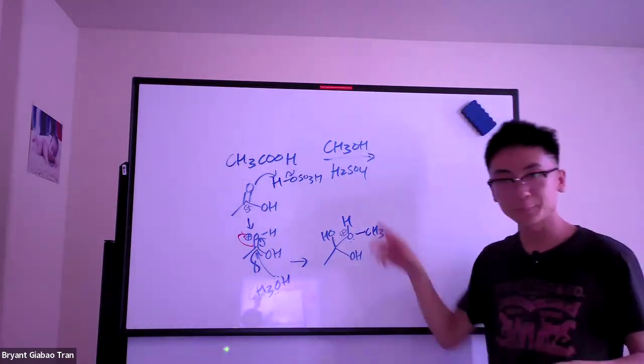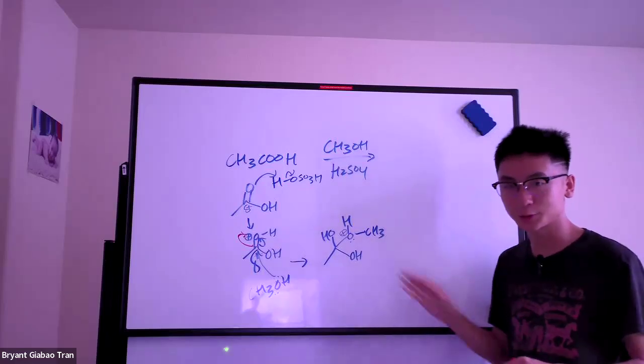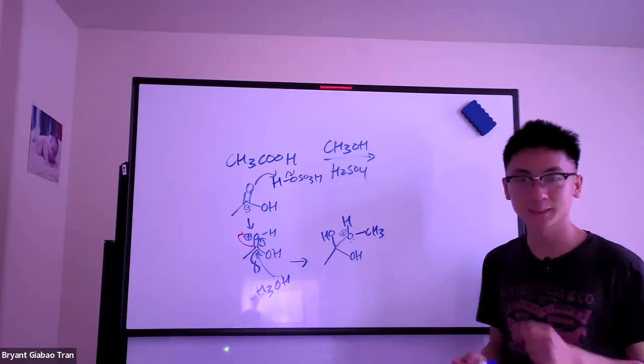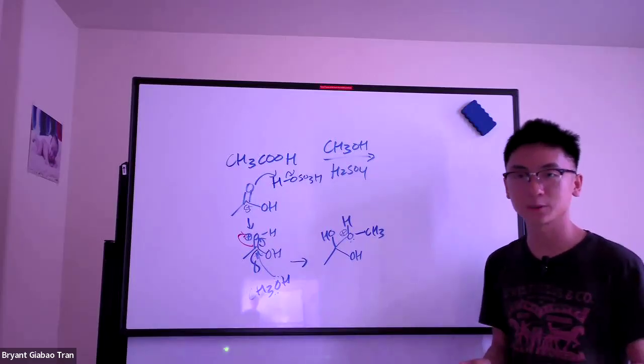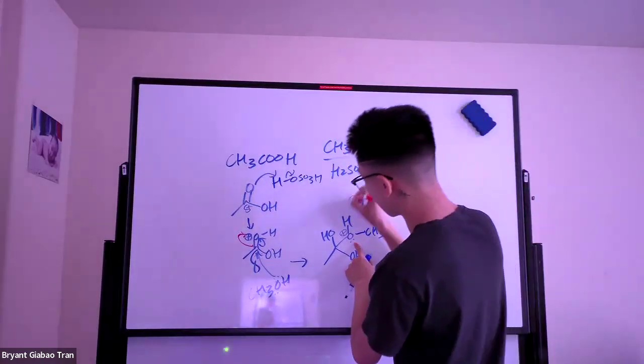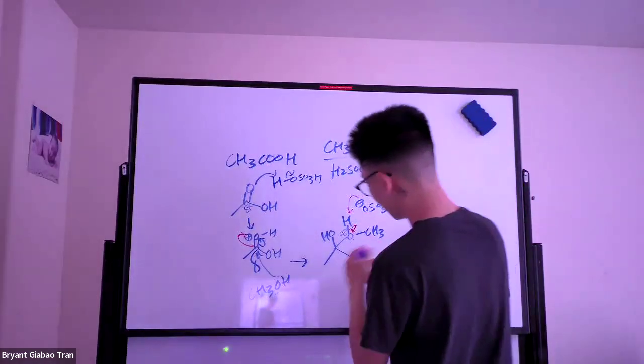Now, what would happen next once we have this tetrahedral intermediate here? This is where we do the proton transfer step. Deprotonate the group that we want to keep, protonate the group that we want to kick out. Do we deprotonate the O with the plus? Yeah, we deprotonate this group because that's the new group that we just added. So we want to keep that group right there.